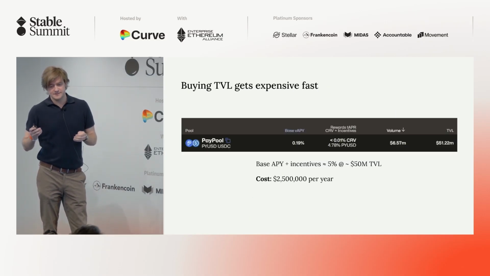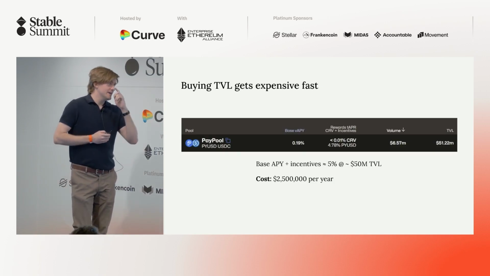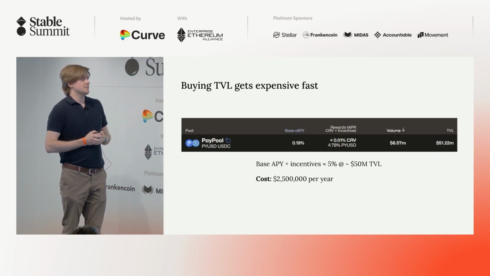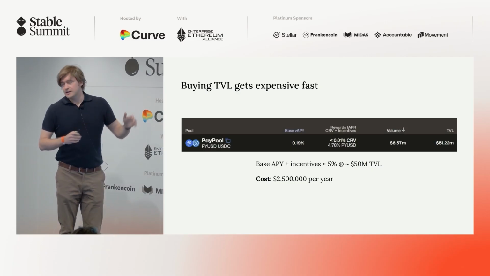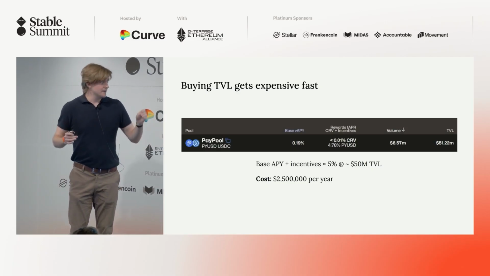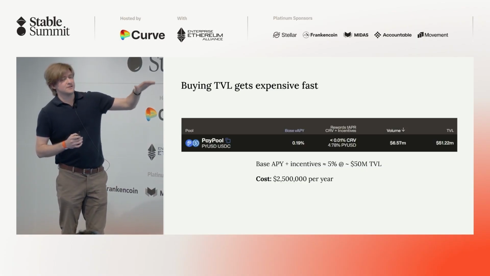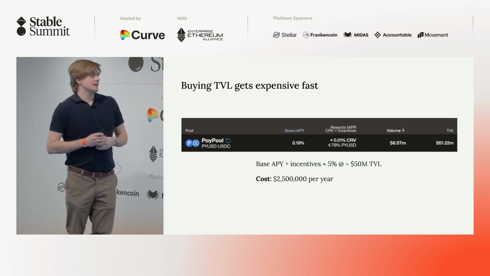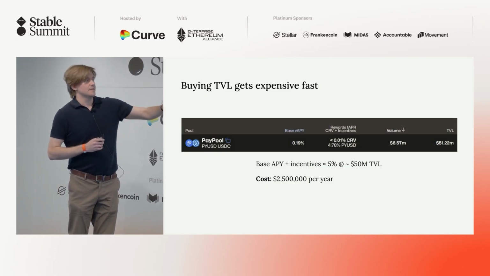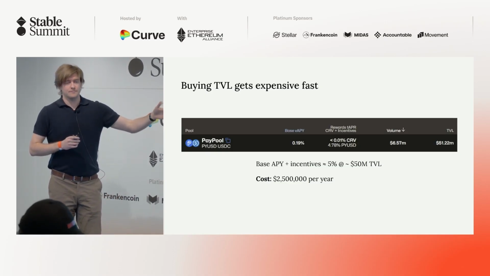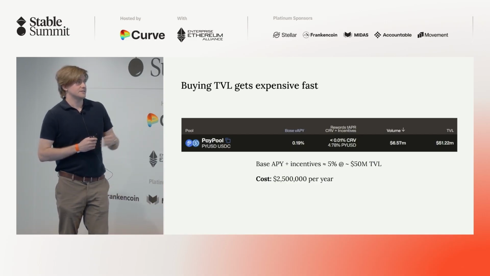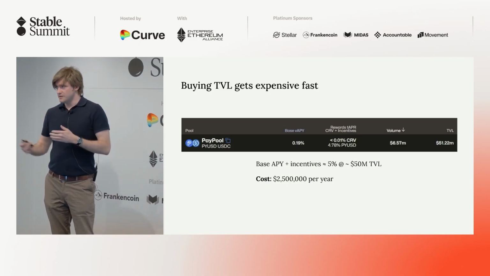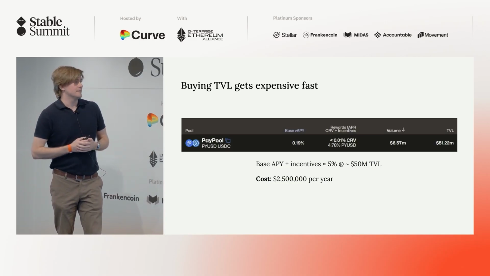Some players still do this, but it can get a bit extreme. PayPal, obviously, they're a huge institution. So for them, it's not a problem. I don't know exactly how much incentives they're giving, but it seems to be attracting about 50 million worth of TVL at around 5% LP returns. So maybe they're paying 2.5 million per year. This can also be a shorter campaign, but if they're going to keep doing this, there's an ongoing cost they have to keep paying.